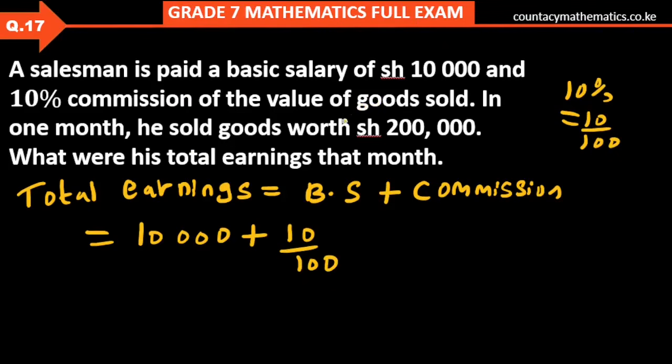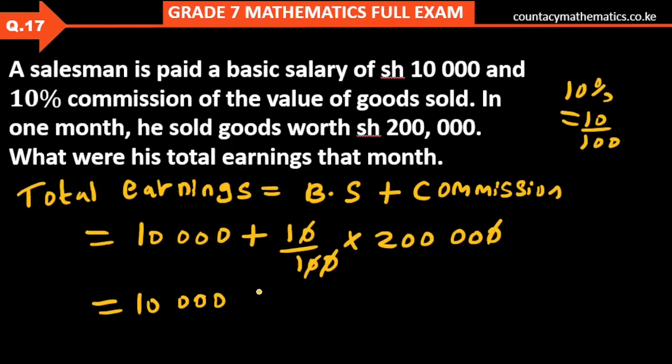What is the value of goods sold? The goods sold were worth 200,000. Therefore, it is multiplied by 200,000 like that. So with that, we can go ahead and work out that. So we have 10,000. It doesn't change as much, but for this one, we can go ahead and simplify. We divide by 10, divide by 10, divide by 10, divide by 10 there. So we get plus.